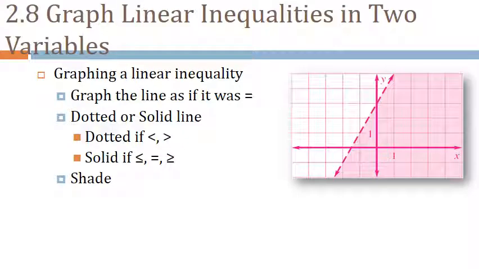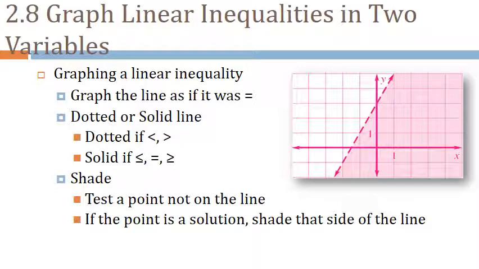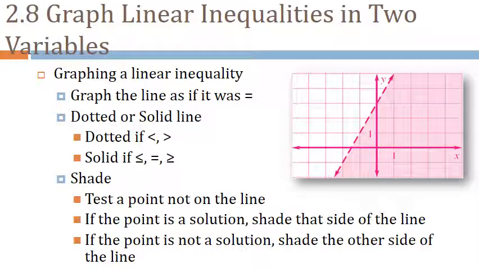And then shade. To shade, pick a test point that's not on the line. 0, 0 is wonderful if it's not on the line, because doing math with zeros is very easy. If that point is a solution to the inequality, shade that side of the line. If it's not a solution, shade the other side of the line.